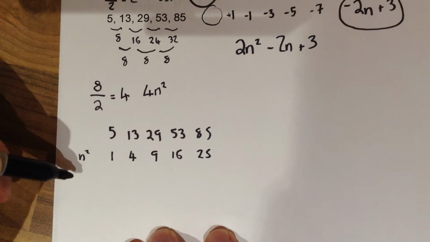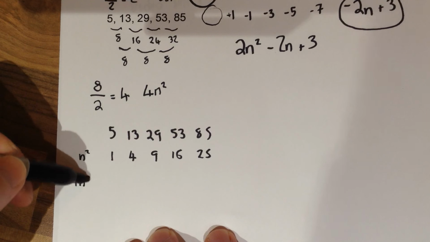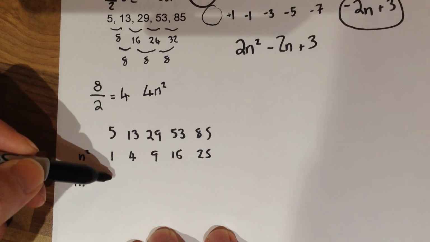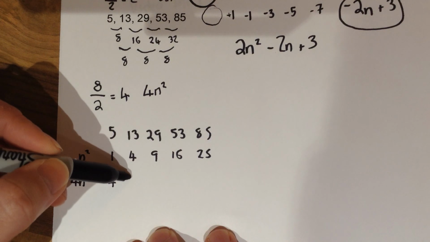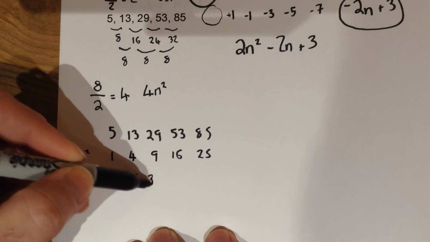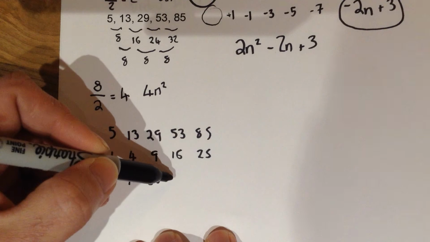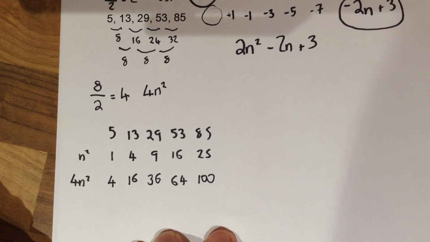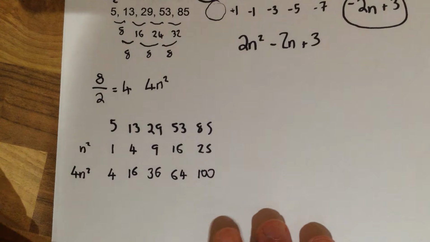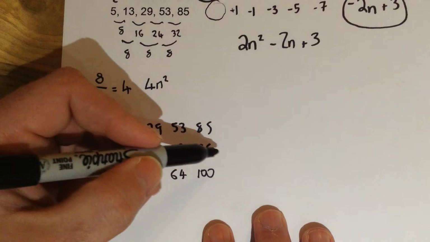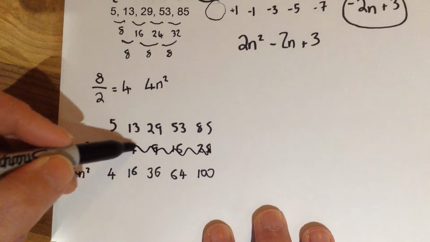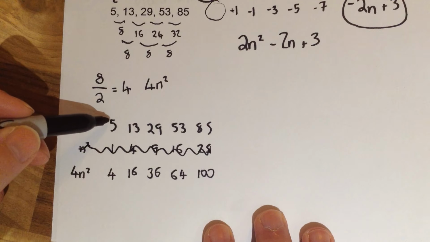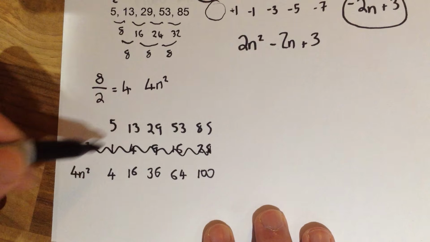We need 4n squared, so 4 lots of the n squared row. 1 times 4 is 4, 4 times 4 is 16, and so on, just timesing each of these numbers by 4 each time. What I then need to do is work out what am I doing to each of these numbers on the bottom line to get back up to the sequence that we started with.